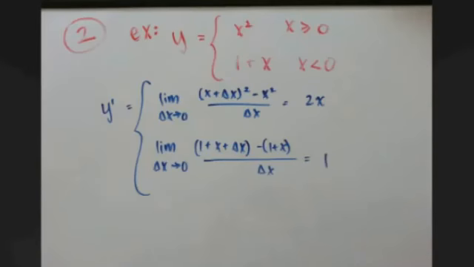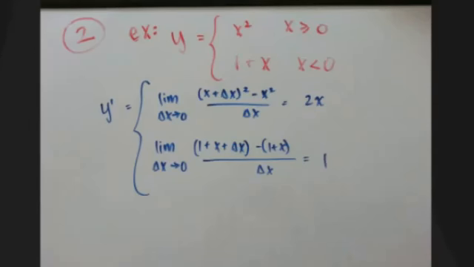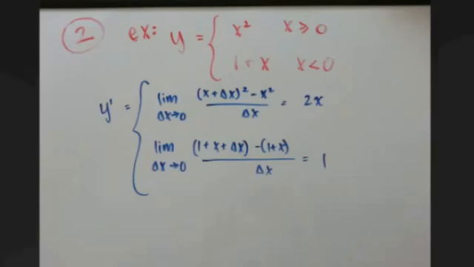Example number 2, piecewise functions. Y equals x squared for all x values greater than or equal to 0, and y equals 1 plus x for all x values less than 0. In order to take the derivative of this function, we must take the derivative of the 2 parts of the piecewise function separately. Doing so, we get that the limit as delta x goes to 0 for all x values greater than or equal to 0 equals 2x.